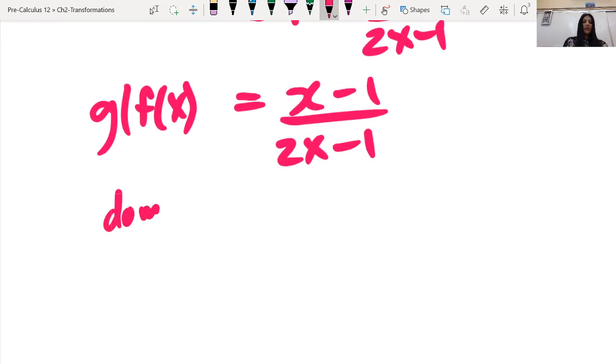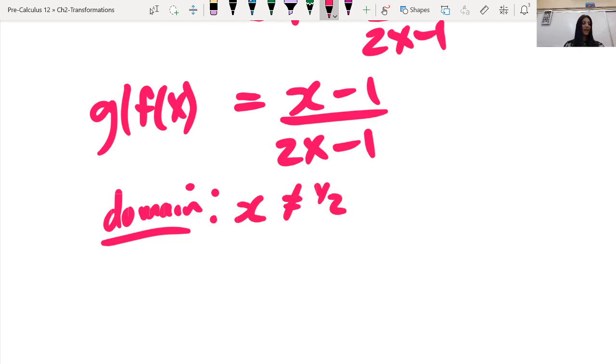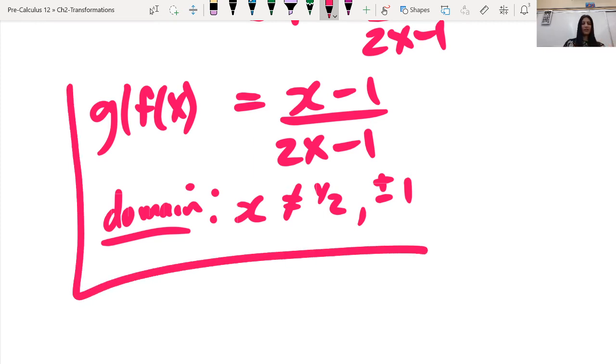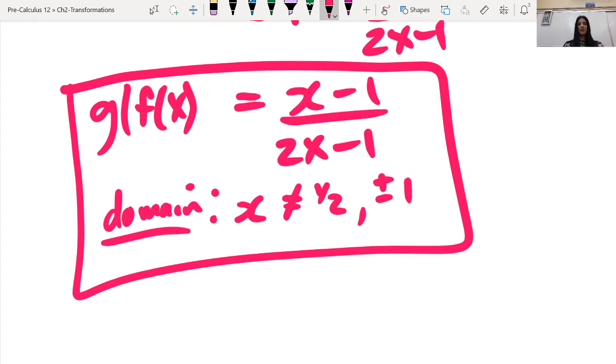We want to talk about the domain as well. So if I look at this, the domain was x. Well, if you take a look at this, we don't want 0 at the bottom, so do you see that x is not allowed to be equal to 1/2? But we also had that it couldn't be equal to plus or minus 1 from our original functions that we had started off with. So this is what we're going to get overall, and after all of that work, this is our solution.